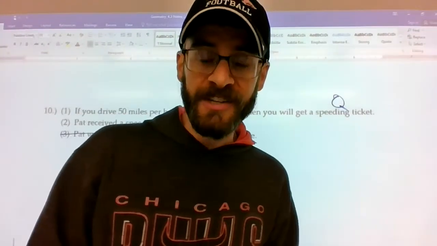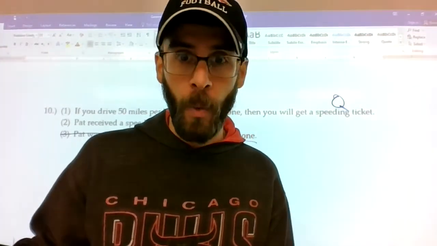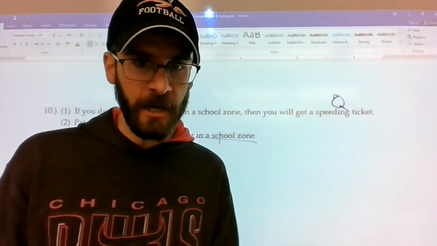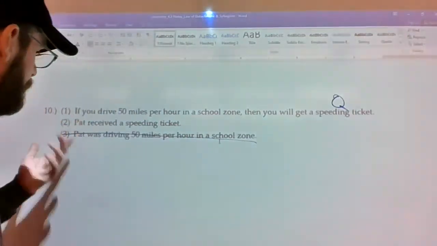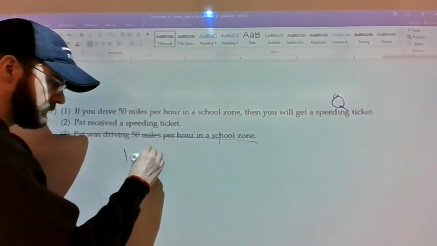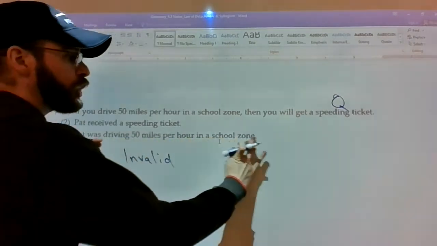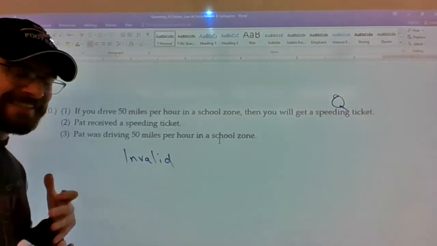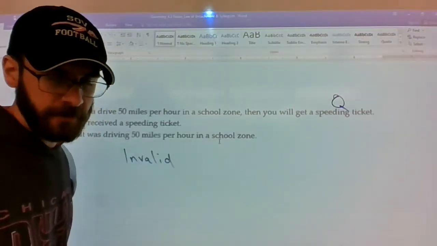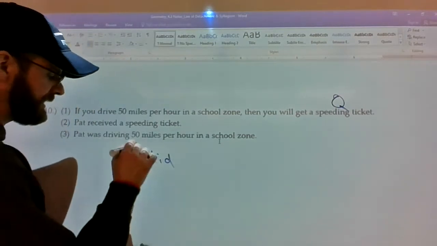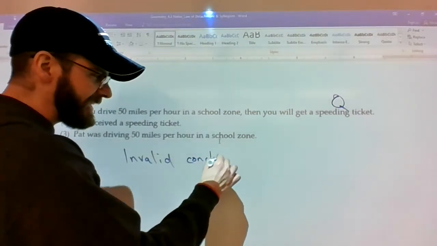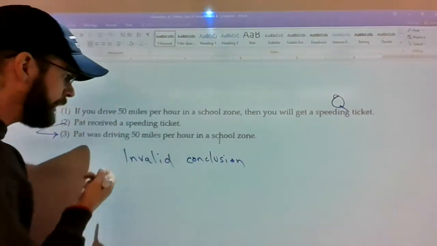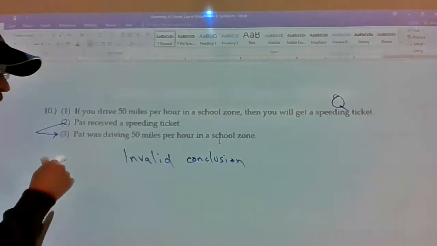What if Pat was going 75 miles an hour on Route 165? He'd get a speeding ticket if caught, so he was not going 55 in a school zone. So this is an invalid conclusion. This could be the reason why he got a speeding ticket, but it's not the only reason why he got a speeding ticket. So, it's an invalid conclusion. You can't assume that that's what followed from this statement.